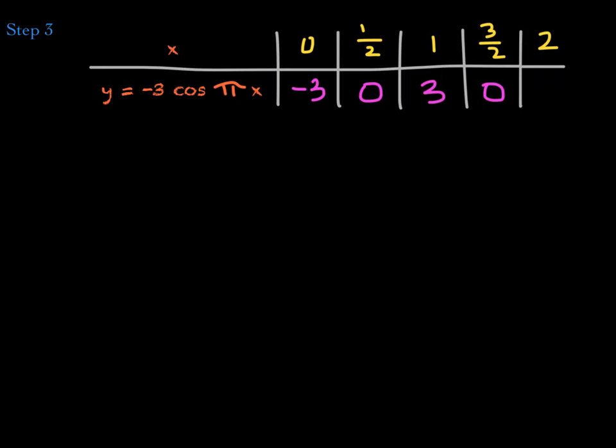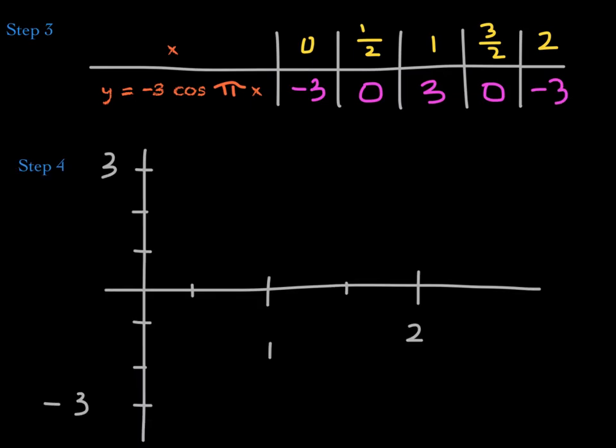You know, notice that the cosine function usually starts at a maximum, and then it goes down to a minimum. It's starting now at a minimum and going up to a maximum, right? And that's because of this reflection there. Okay, 2 is next. 2 times pi is 2 pi, and cosine of 2 pi is 1. Negative 3 times 1 is negative 3.